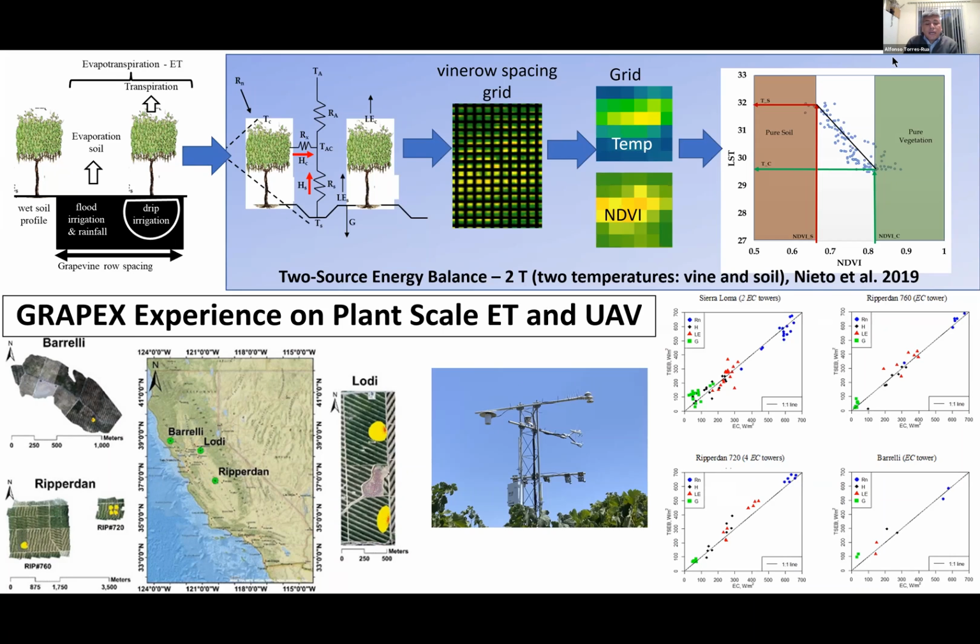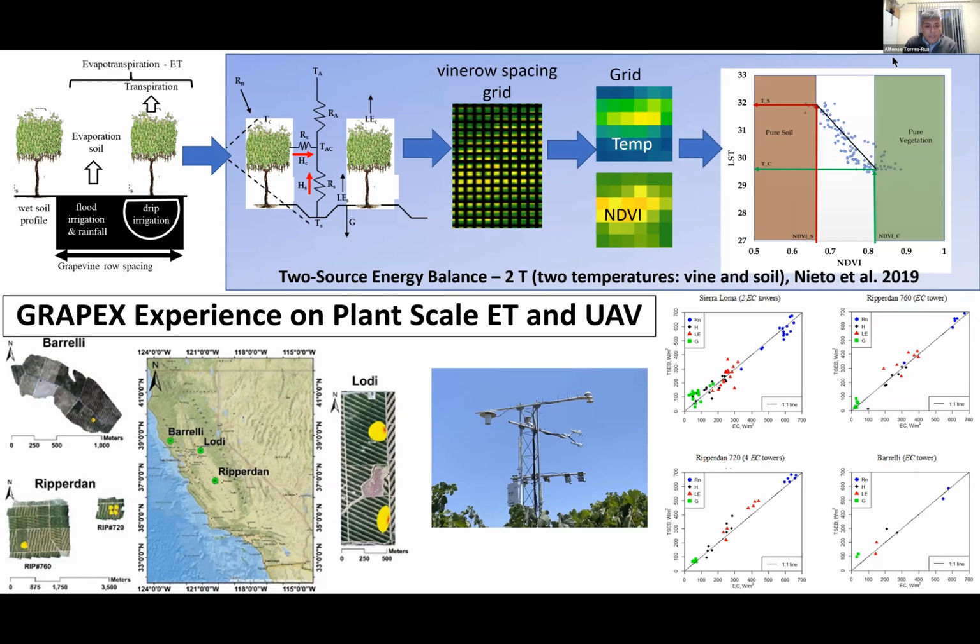This information is analyzed at a vine row spacing, and for this spacing, we have enough information to estimate, to quantify what is the canopy and the interrow temperature based on vegetation index and temperature maps. These models have proven to be very reliable and accurate when compared against eddy covariance measurements.